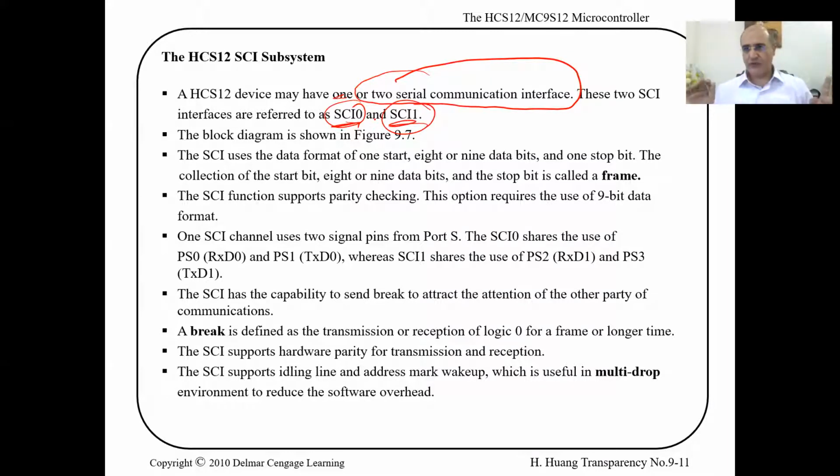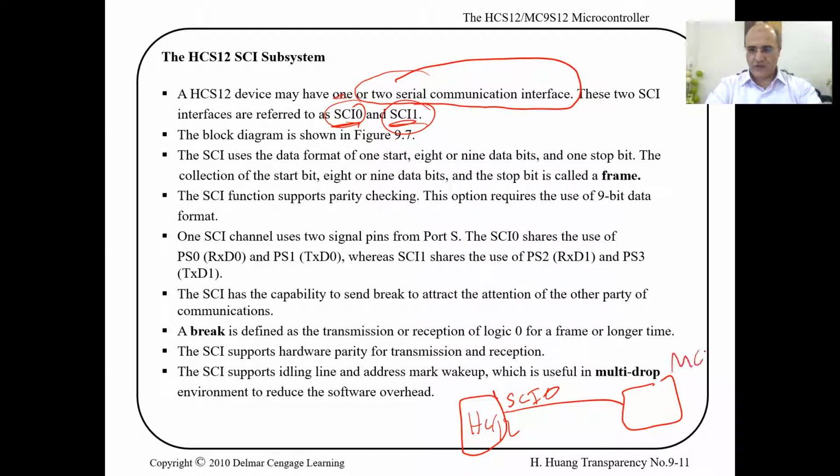So your controller is in the middle, and you can be communicating through SCI0 with another microcontroller, MCU2, and using SCI1 with another microcontroller. Okay, you can be communicating using the two interfaces with two different pieces of equipment.